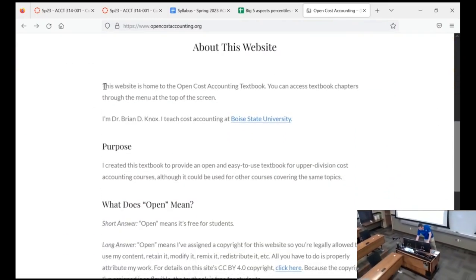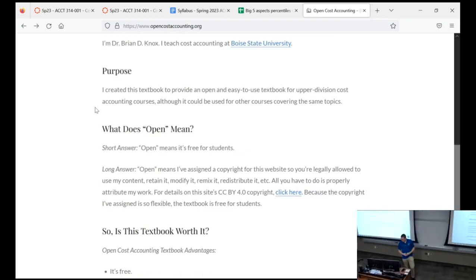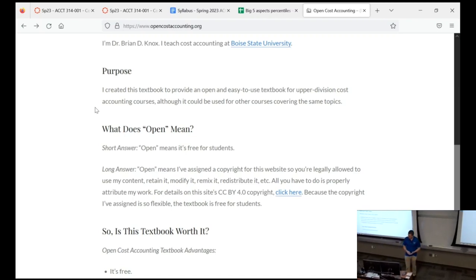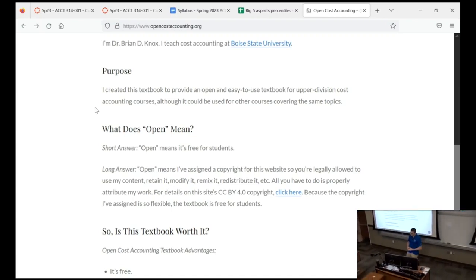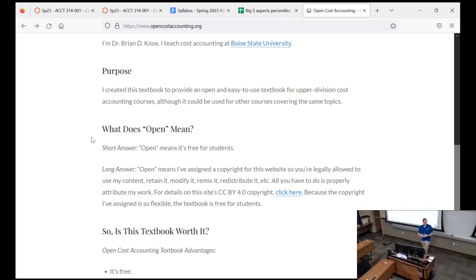All right, so this is, you've come to our place. This is me, and there's my profile. So this textbook is supposed to be open and easy to use, and on average, it seems like most people respond that it is relatively easy to use. Open means open in terms of copyright.